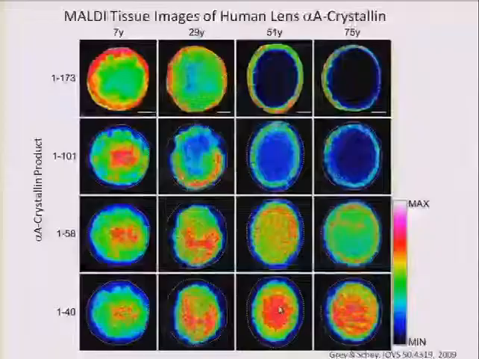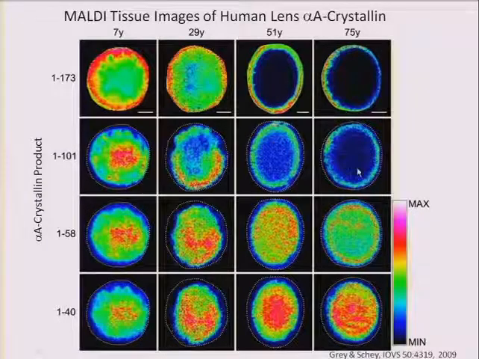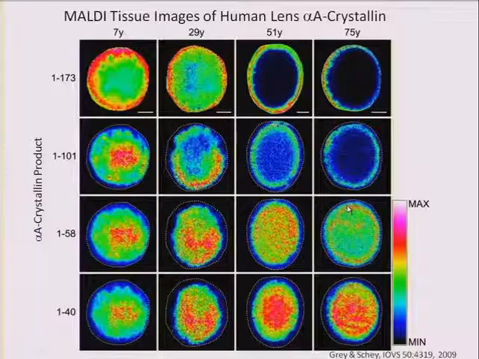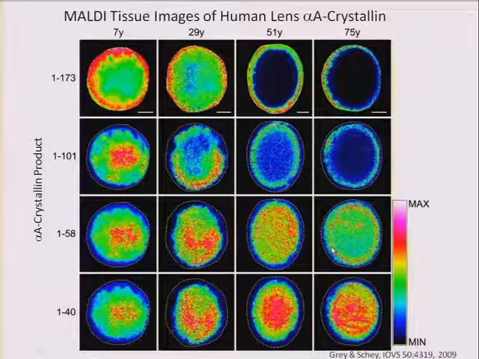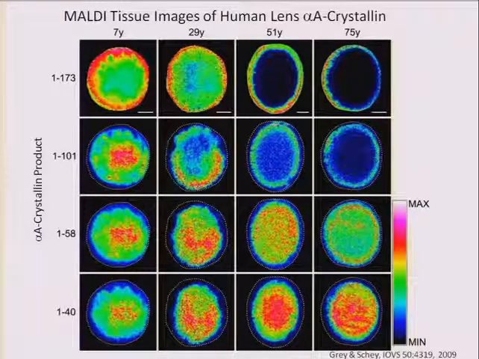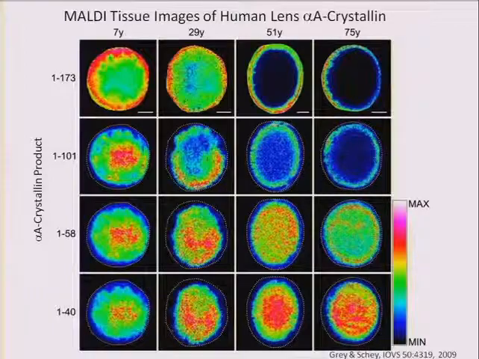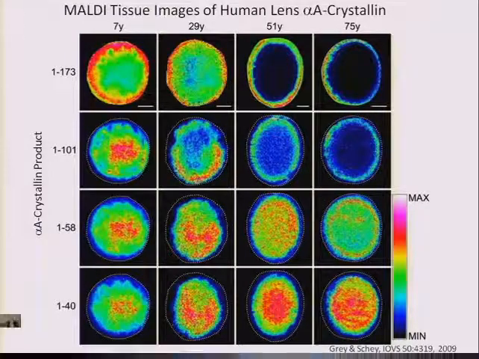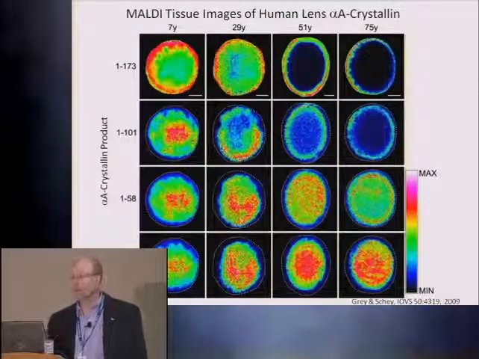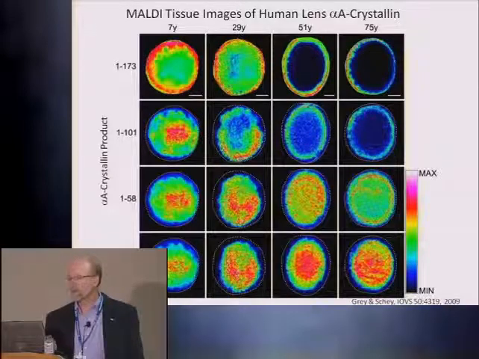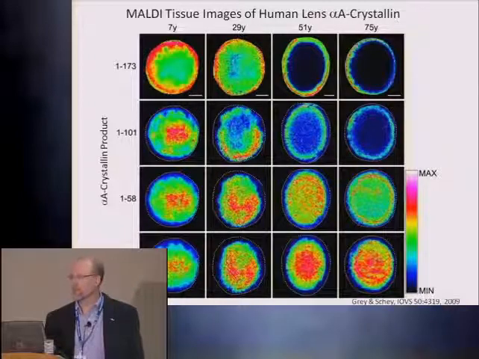And if you go to even older lenses, you see the same, and even the small products tend to degrade further. You can start to see this ring-like formation here. So the center of the lens in older humans is filled with these small crystallin products. And other investigators have shown that some of these small peptides are pro-aggregatory, and some are mini chaperones that can prevent aggregation. So it's very important to know where these products are forming and what the products are to understand the biology that's going on.